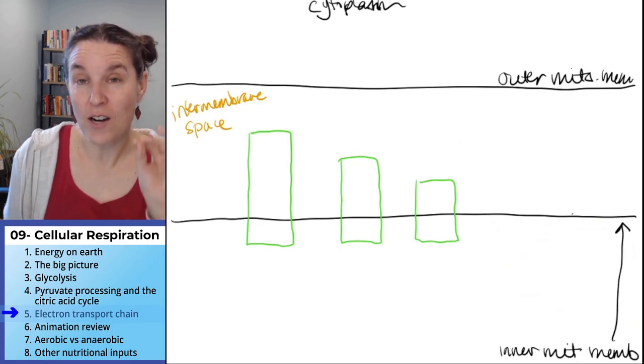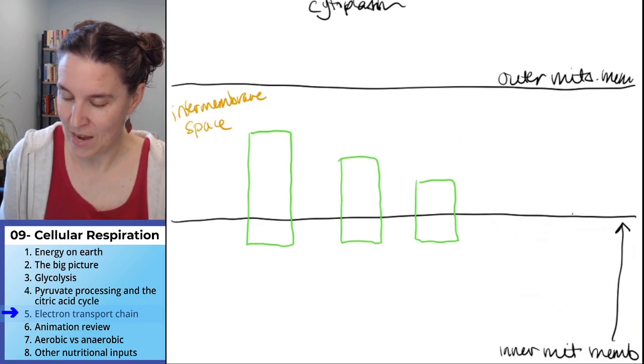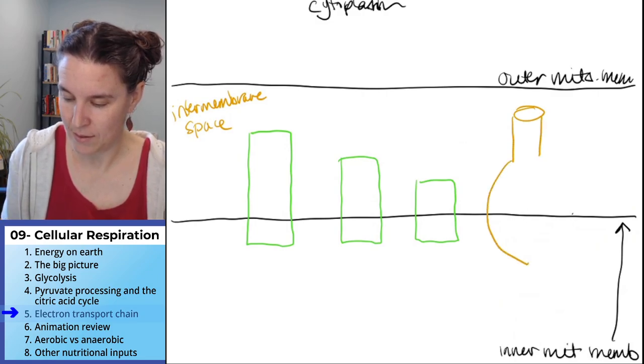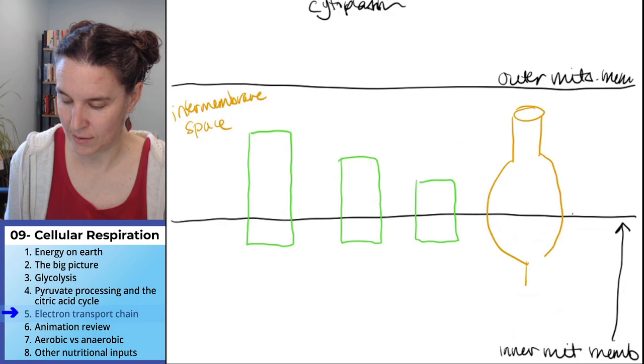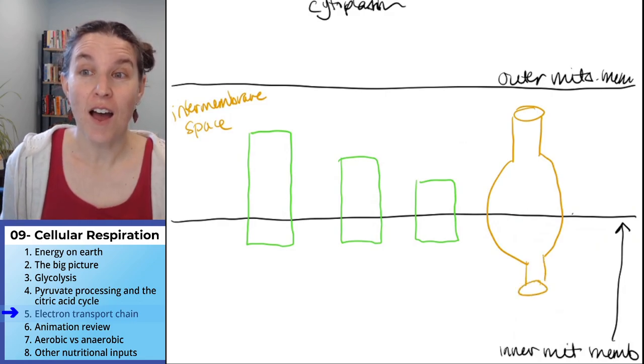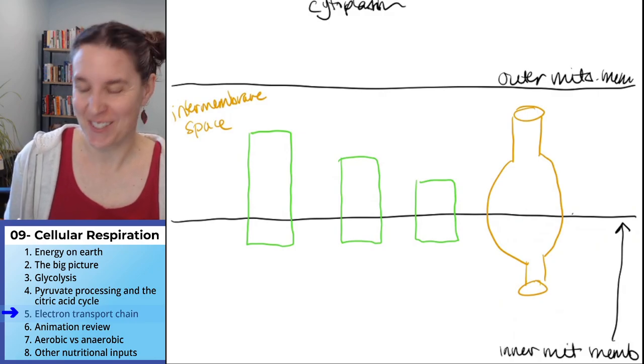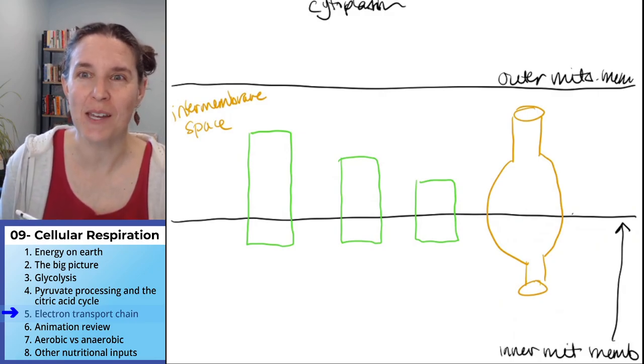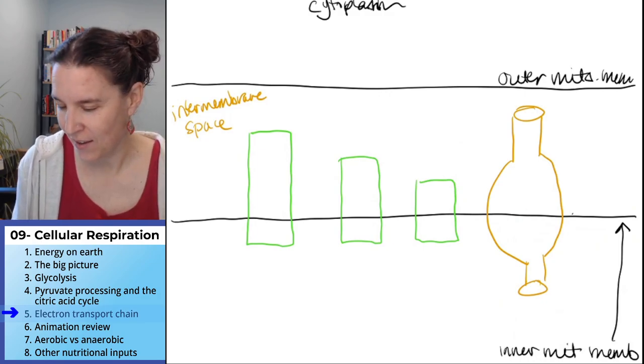I want to draw our single enzyme. And I'm going to draw our enzyme like this. And there's a reason I'm drawing it like this. Okay, this enzyme, I'll tell you what its name is first. I was trying to figure out how I'm going to make this story so exciting.